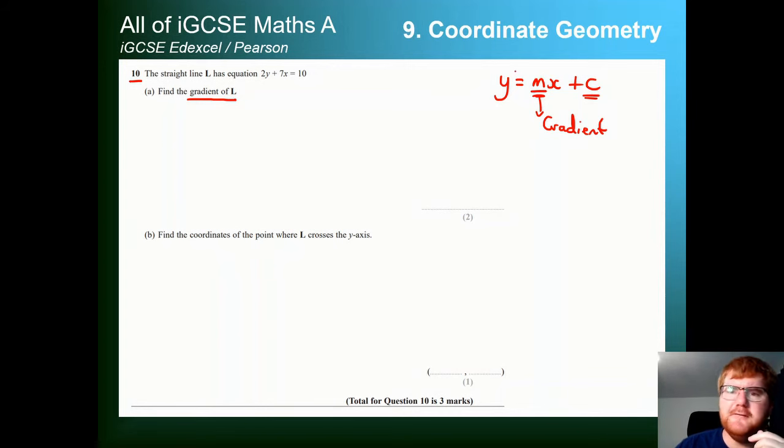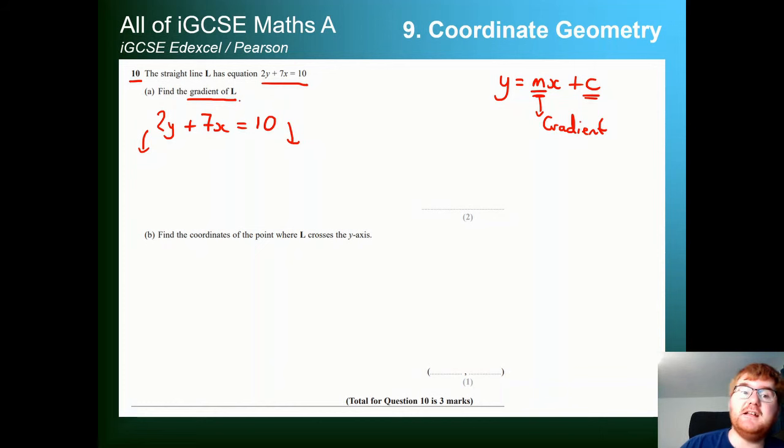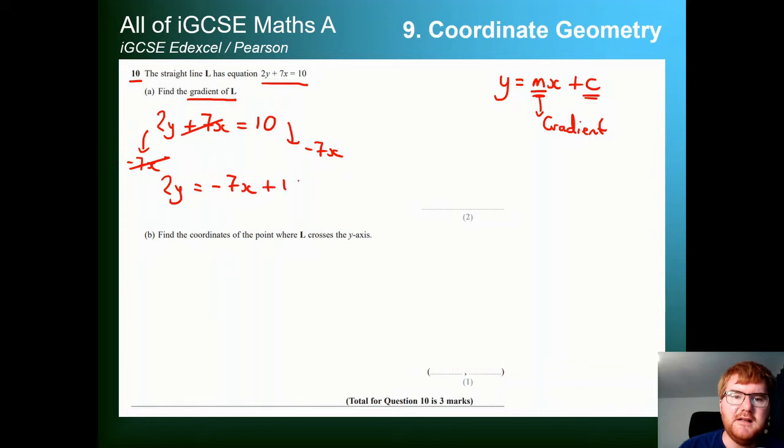So we want it in this form. Notice it's not in this form at the moment. We've got the x on the wrong side of the equation, and we have a 2y. So we're going to do something that we've done in other topics, which is make y the subject. Now, how do we do this? Well, let's do it one step at a time. We're going to get rid of that plus 7x, because what's the opposite of adding 7x? Minus 7x on both sides. This cancels, giving us 2y is equal to minus 7x plus 10.